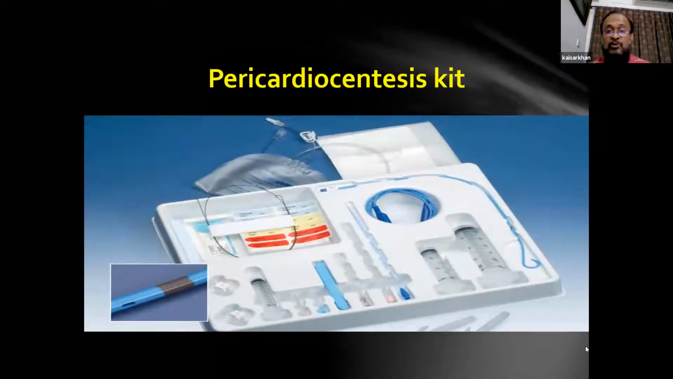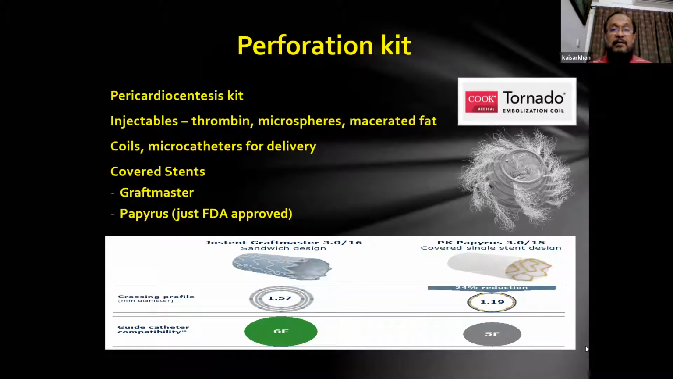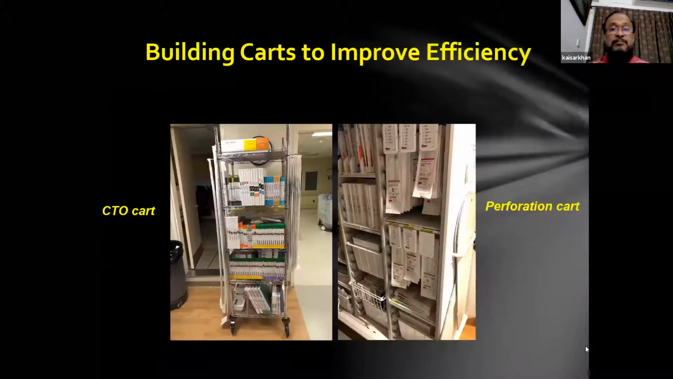like this pericardiocentesis trolley, and also covered stents like Graftmaster or Papyrus, or coils for occluding the small septal or epicardial channels. And you need to have the microcatheter to deliver those things. At that time, if it doesn't match with the microcatheter you're using, then the coils will not go. So build cards to improve efficiency. One card for perforation, one is CTO card.